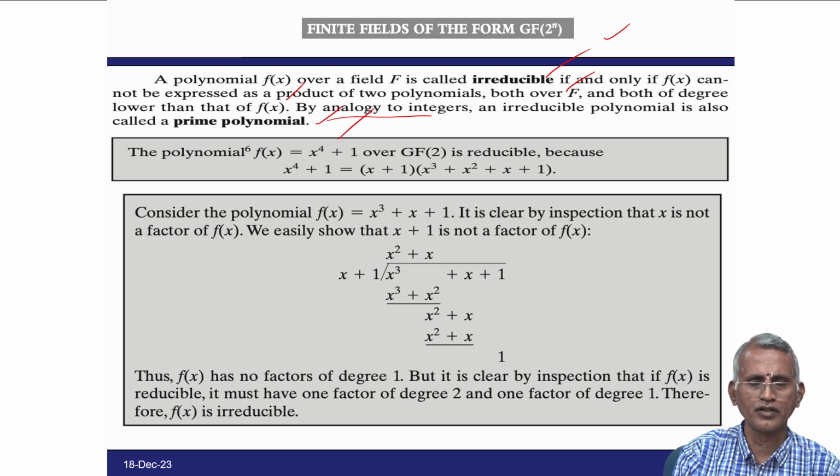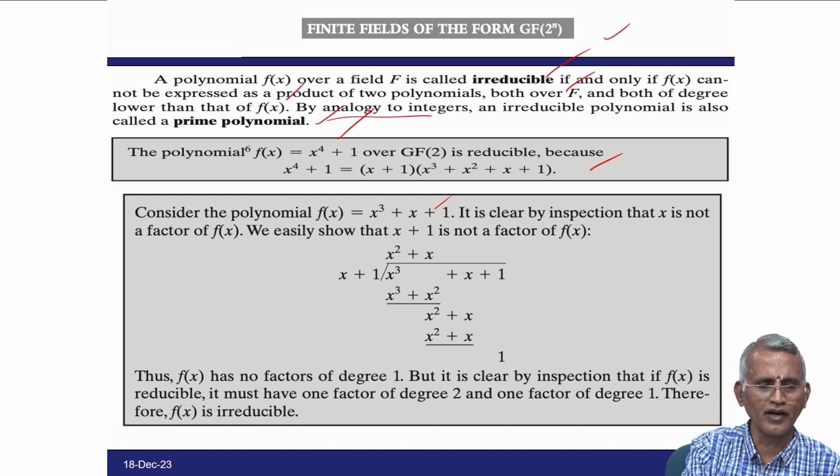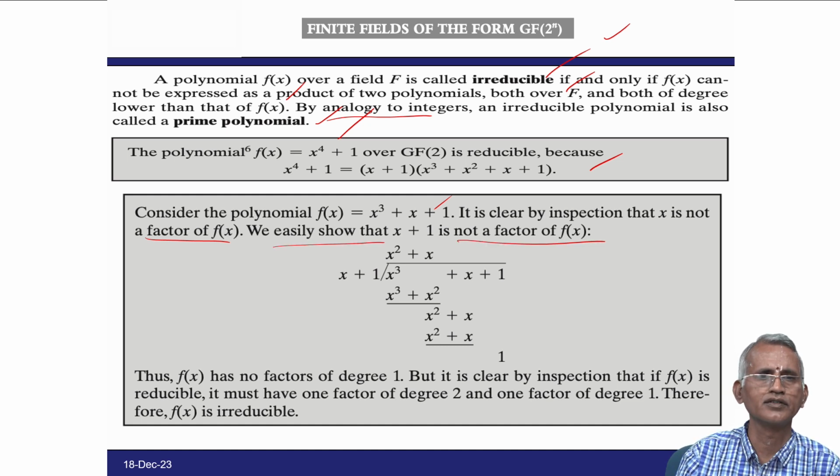So, the polynomial f(x) equal to x power 4 plus 1 over GF(2) is reducible, because x power 4 plus 1 can be written as a product of the two factors x plus 1 into x cube plus x square plus x plus 1. Consider the polynomial f(x) equal to x cube plus x plus 1. It is clear by inspection that x is not a factor of f(x), and we can easily show that x plus 1 is not a factor of f(x).